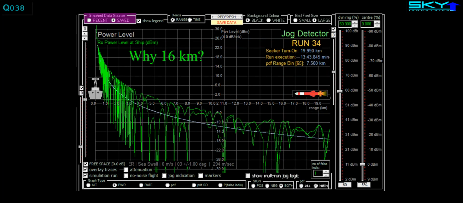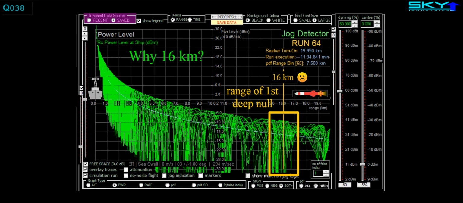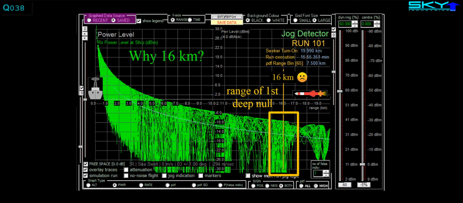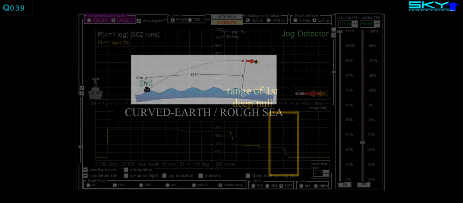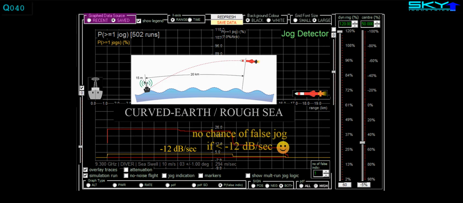Now, looking at an overlay of many runs, 16 kilometers is about the range at which the first deep null occurs for the flyout geometry used in the high diver simulation runs. So that's the explanation there. Now let's see what happens if the sea surface is rough. For thresholds above minus 12 dB per second, there is no chance of observing a false jog indication. If the sea swell surface is rough, there is no possibility of a false jog indication for jog thresholds that are most likely of interest in the real world.